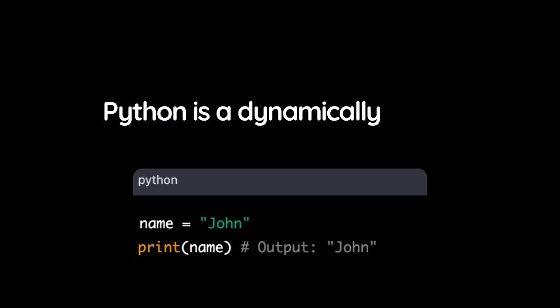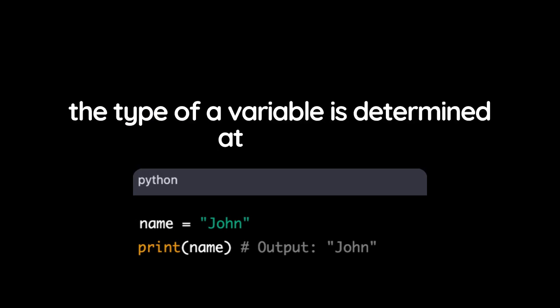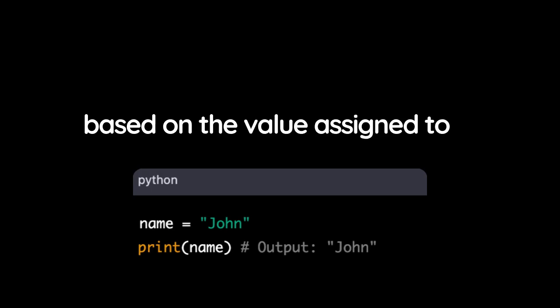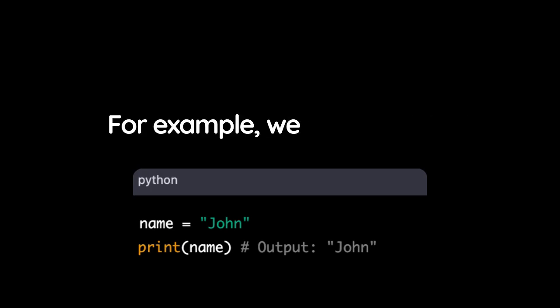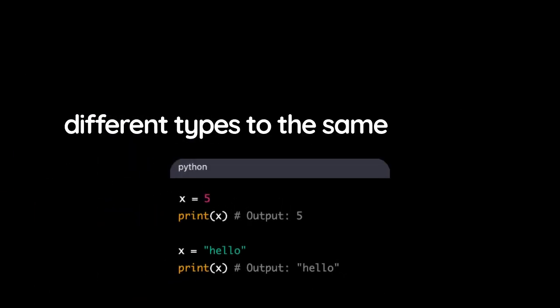Python is a dynamically typed language, which means that the type of a variable is determined at runtime based on the value assigned to it. For example, we can assign a string value to a variable. We can also assign values of different types to the same variable.